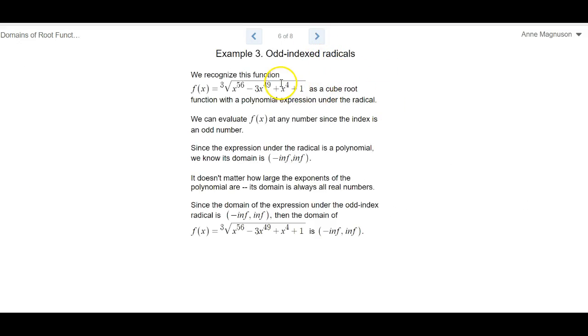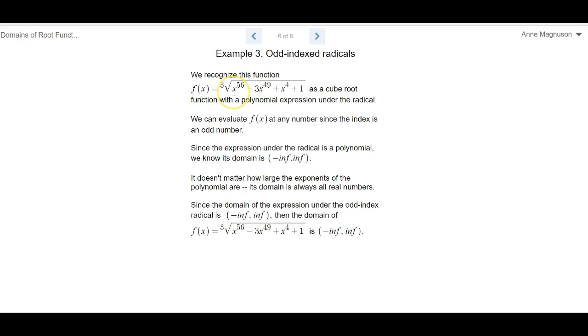So now let's look at another example. So we have a cube root of a function that's certainly not a linear function. Remember, this is a polynomial function. It's a 56th degree polynomial, but it's still just a polynomial function.